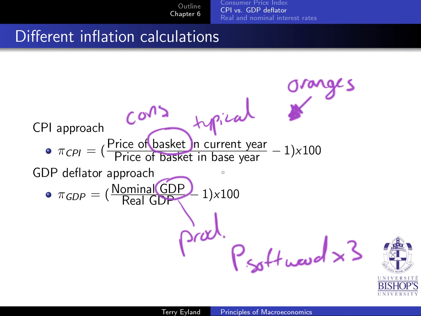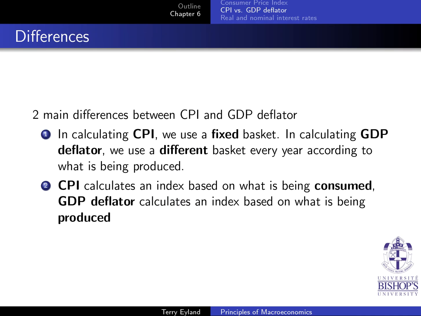So it gives you an idea of what things may influence one, what may influence the other, and how they can have some small divergence going on. But generally, they tend to move together. So CPI uses a fixed basket, whereas GDP deflator uses what's being produced. So CPI is based on what's consumed, whereas GDP deflator is based on what's produced.